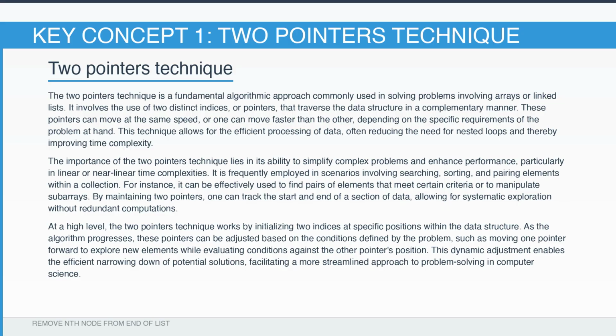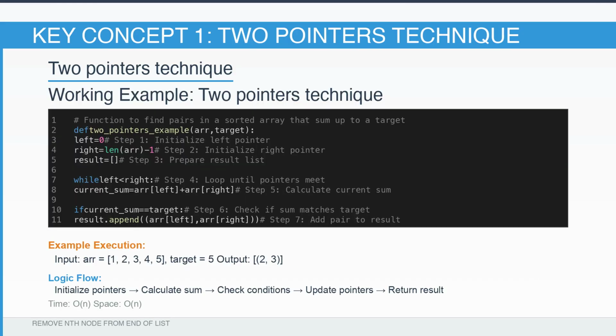As we implement this technique, we start by positioning the pointers strategically within the data structure. This dynamic movement allows for a more streamlined exploration of the data, making our approach both efficient and effective. In this example, we'll explore the two pointers technique using a function designed to find pairs in a sorted array that sum up to a target value.